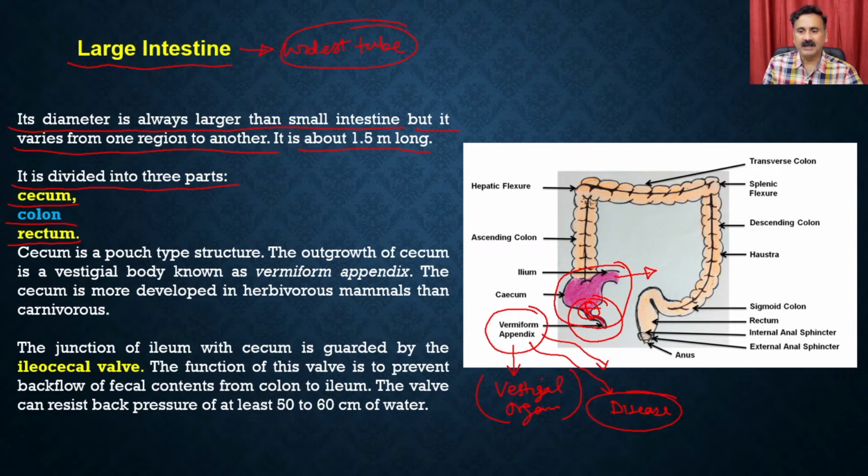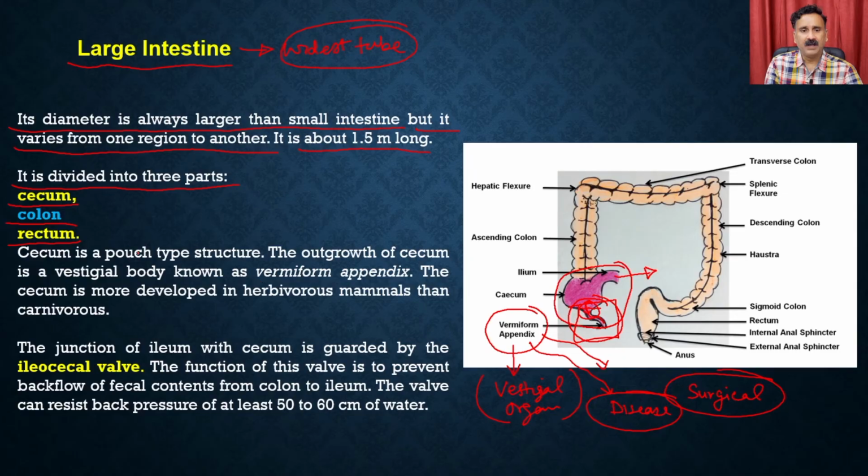In that case the appendix is going to swell, and it is going to cause a lot of pain, and the only solution to this particular disease is to use a surgical procedure and remove the vermiform appendix, because the vermiform appendix does not have a functional role in the digestion. It can be removed without any trouble to the digestive system.